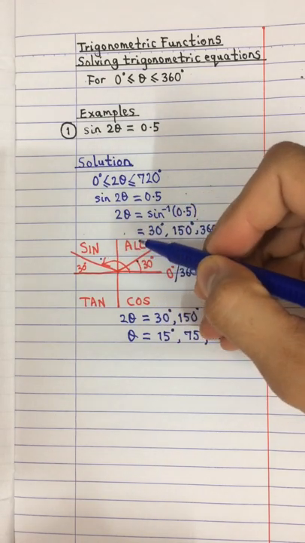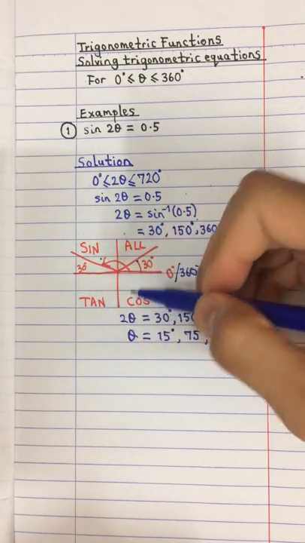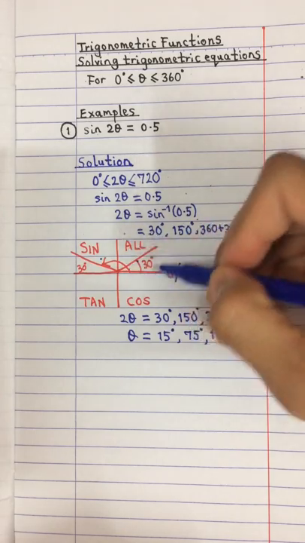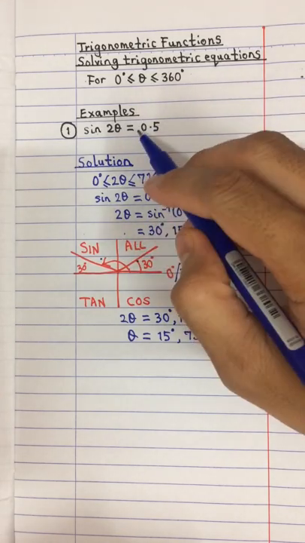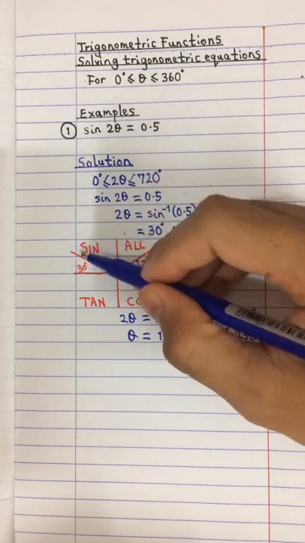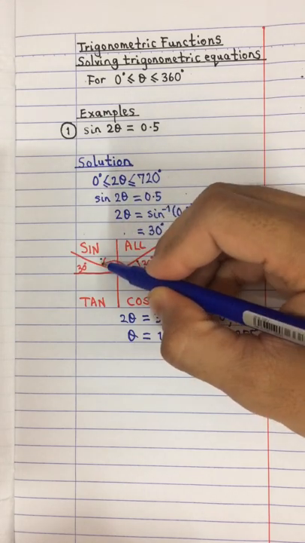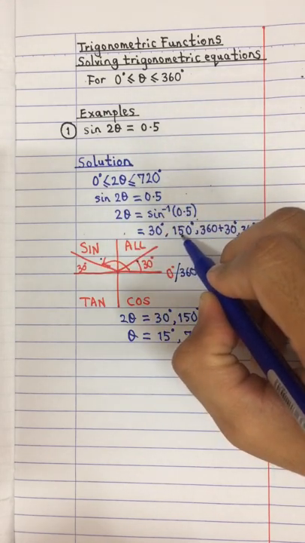And for the rest, you have to follow the "All Science Teachers Crazy" method, where from the first region, all are positive, because this is positive. On this side, only sine is positive, so you have to go until this line. So the second value will be 150.